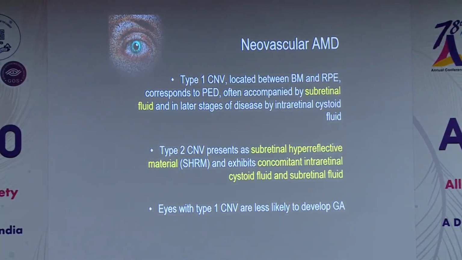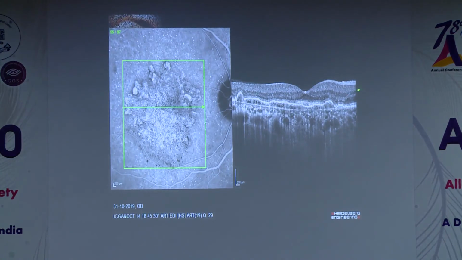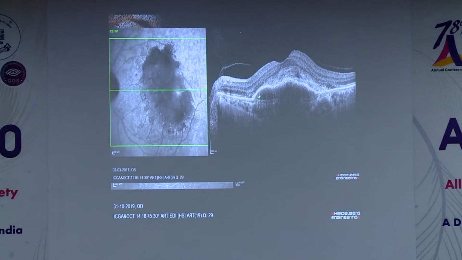You've got type 1, type 2, and this has been explained. Anything underneath the RPE is called a type 1 CNVM. You see lesions over here. When you take the cut here, you see a lesion underneath, a CNVM, but you see activity on top over here. This is a type 1 CNVM.